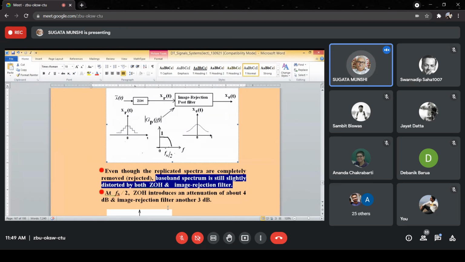If you calculate from the frequency response, amplitude response of the zero order hold, you will find that at that frequency fs by 2, the zero order hold introduces an attenuation of about 4 dB. Now, image rejection filter, I pointed out, obviously, the cutoff frequency should be fs by 2. Therefore, it will introduce attenuation of another 3 dB there at fs by 2. All right.